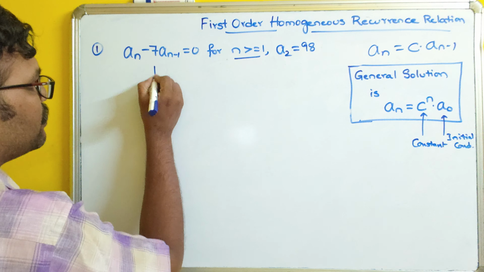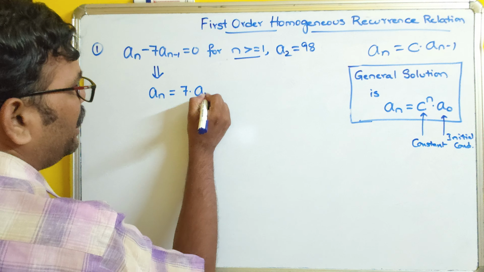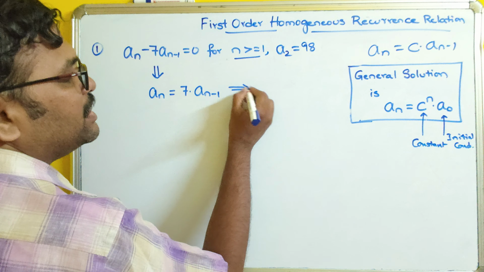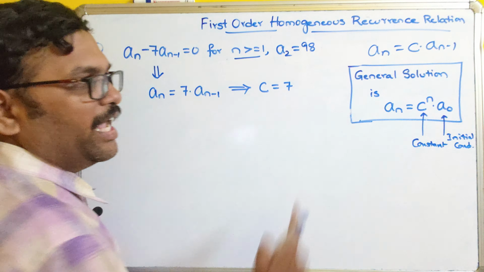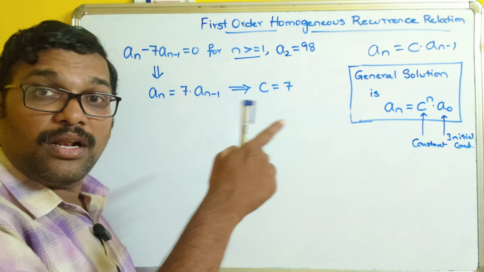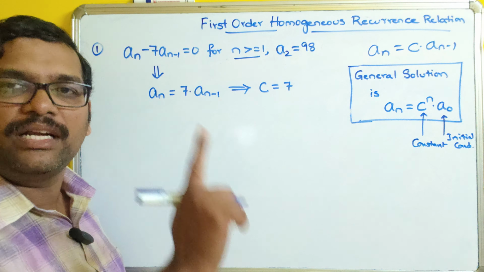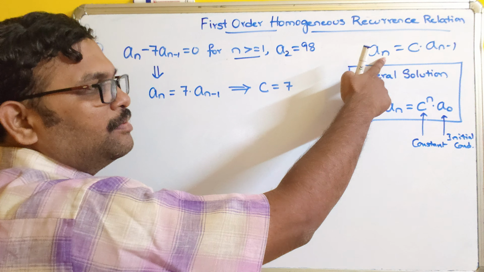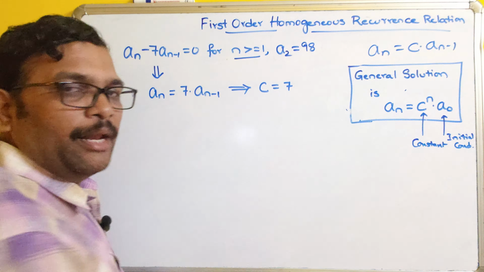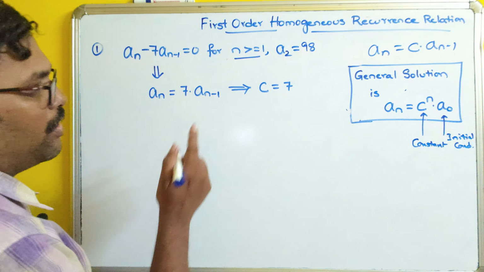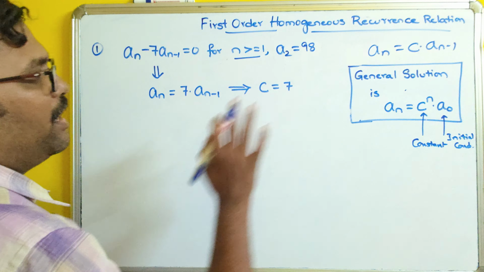So from this, we can write a_n is equal to 7 into a_(n-1). So this implies c is equal to 7, because a_n is equal to c into a_(n-1), as this is a first order. So the current term only depends upon exactly the previous term. If n is the current term, the previous term will be n minus 1. So c is 7. Now what is the general formula? a_n is equal to c^n a_0.